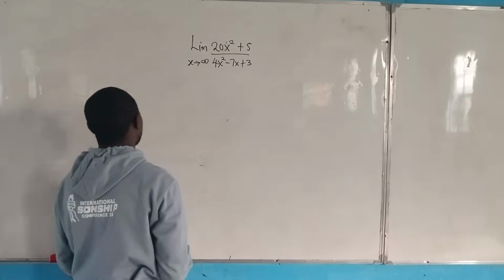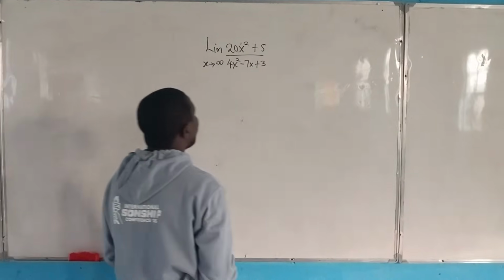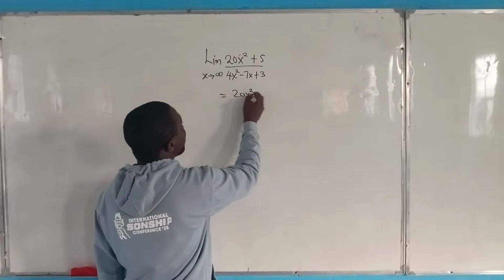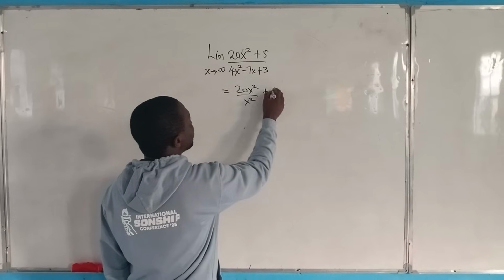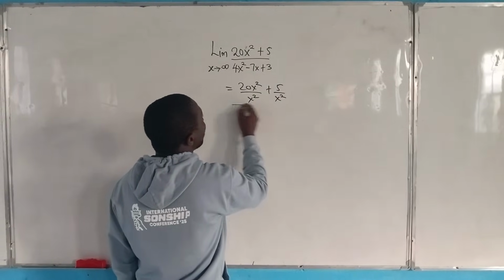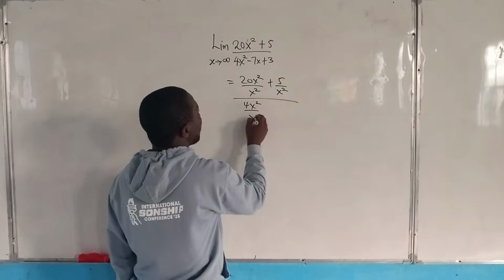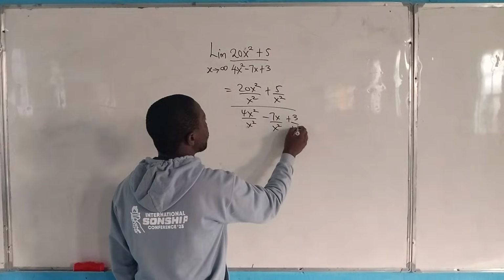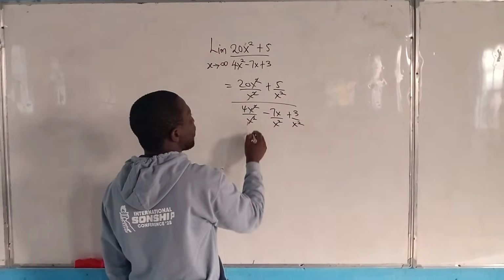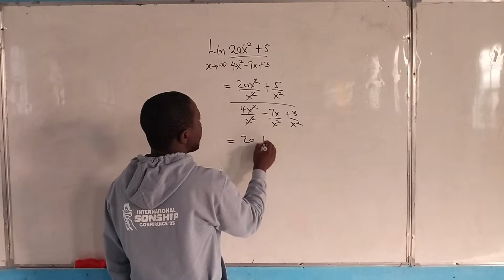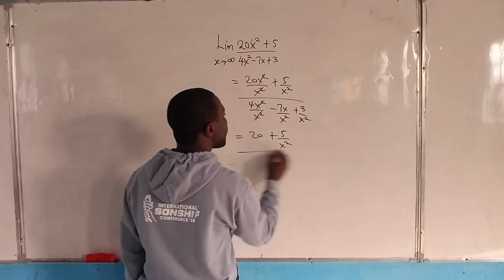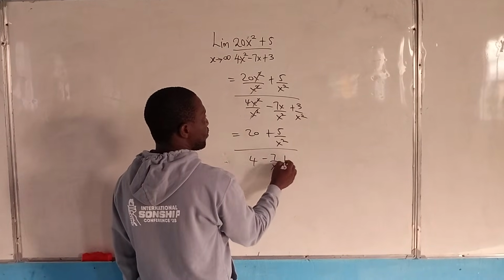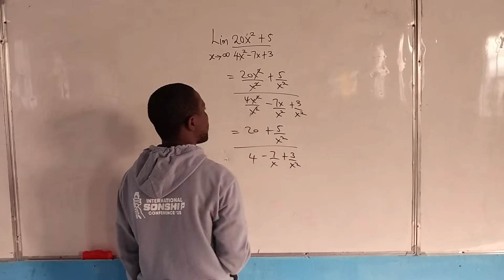Divide each term, both in the numerator and the denominator, by the highest power. So this is what I'll get: 20x squared over x squared plus 5 over x squared, everything divided by 4x squared over x squared minus 7x over x squared plus 3 over x squared. This will cancel out, this will cancel out this. I'm left with 20 plus 5 over x squared at the numerator, and 4 minus 7 over x plus 3 over x squared at the denominator.